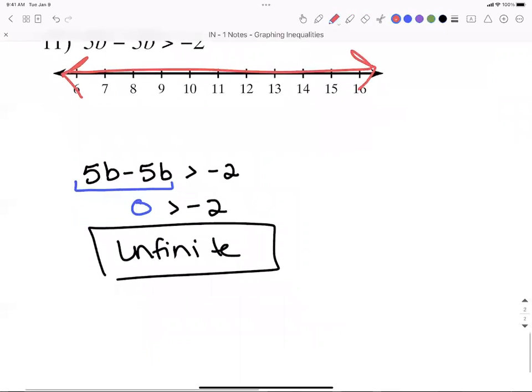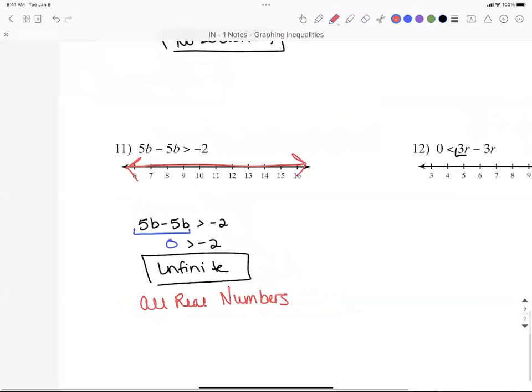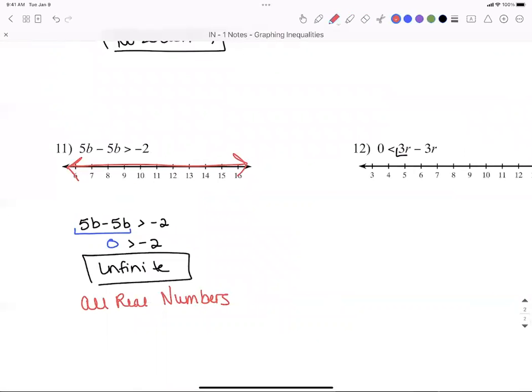Another way you might see infinite, and I guess I should tell everybody this just in case you see it on an iReady or on a Savvis. Infinite, the other way you might see it is all real numbers. That means the same thing. I just like less words, so I usually put infinite, but it means the same thing. So all real numbers means every single number on the number line going left, going right, forever and ever both ways. Okay? And that's it. That is shading, or that is graphing.